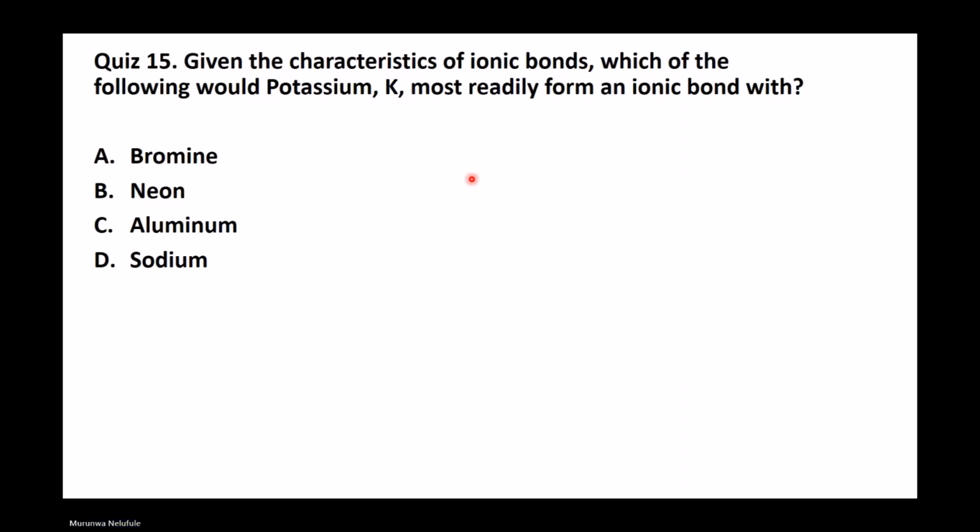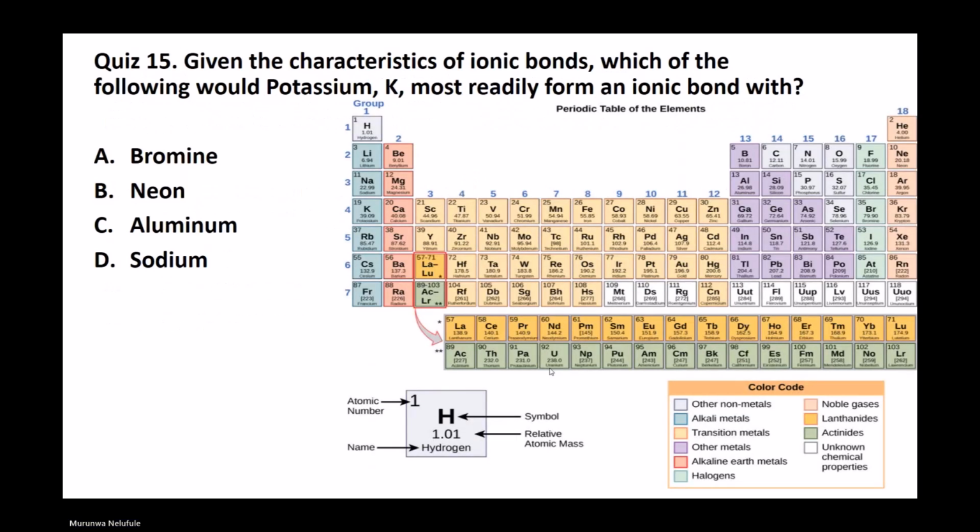Since an ionic bond is a bond between metals and non-metals, I need you to go back to the periodic table. Since potassium and sodium are both metals, they can't form an ionic bond, so we scratch that one out. Then we have aluminium. Neon we can scratch off because it's a noble gas.